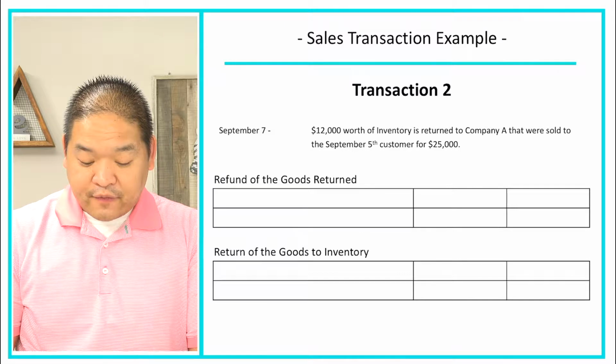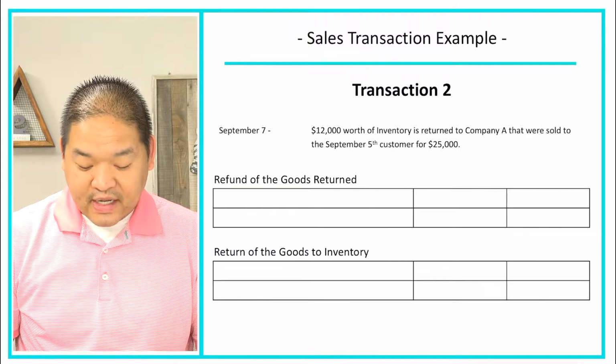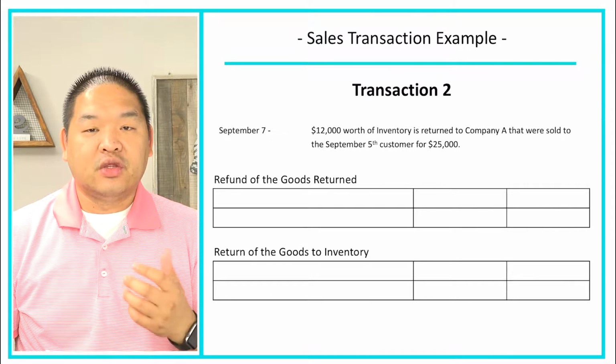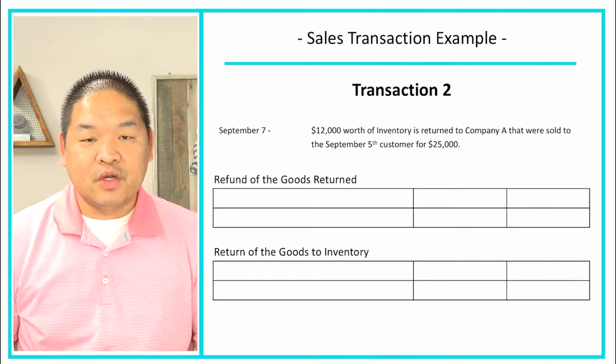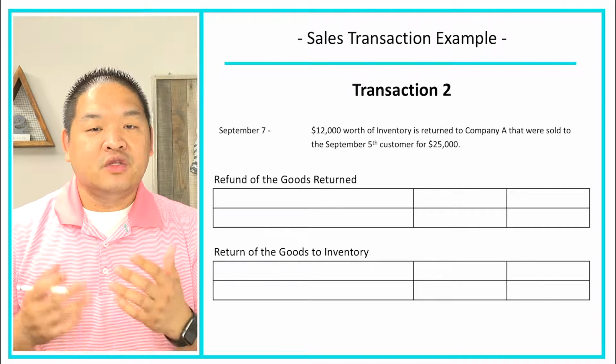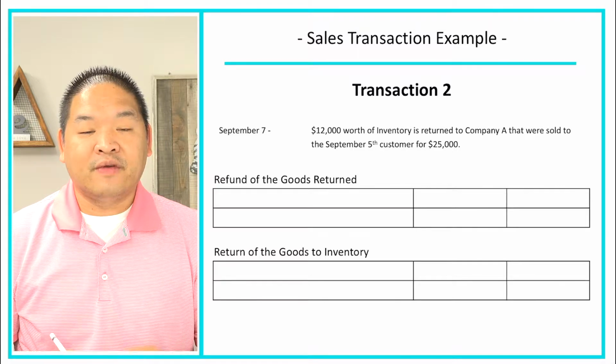So the first thing that we need to do is the refund of the goods return. The refund of the goods return will be the amount that we're refunding to our customer. Well, we are going to refund to them $25,000, but since they haven't paid us yet, we're not going to refund cash.